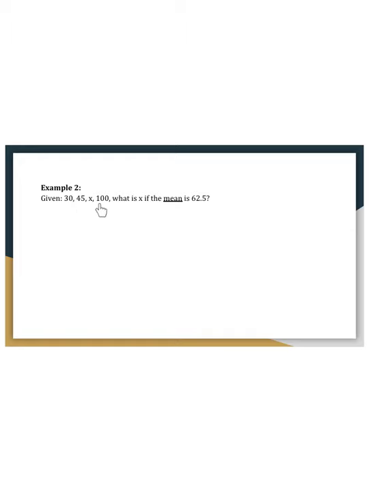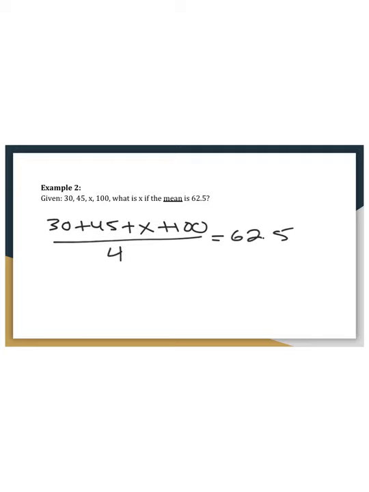All right, we have a similar question here where we have an unknown of x and the same other values, 30, 45, and 100. But now the question is, what is x going to be if the mean is 62.5? So for this problem, in order to find the mean, which we can call x bar, we would have to add together all of our values. So I would take 30, 45, x, and 100, and I would add them all together. And then I'm going to divide by 4 because there are 4 different numbers. And I'm going to set that equal to 62.5 because that is my mean.